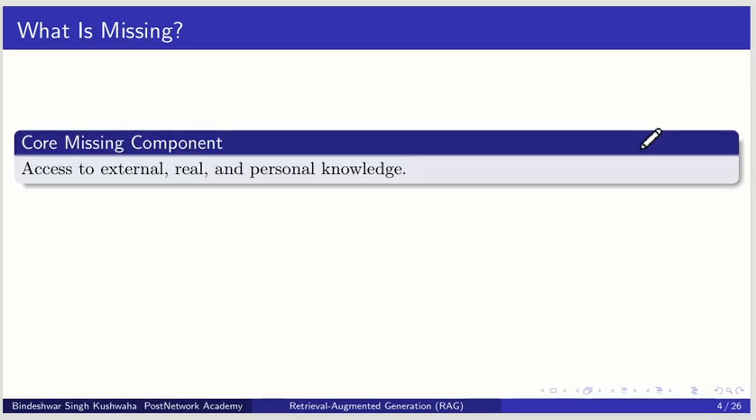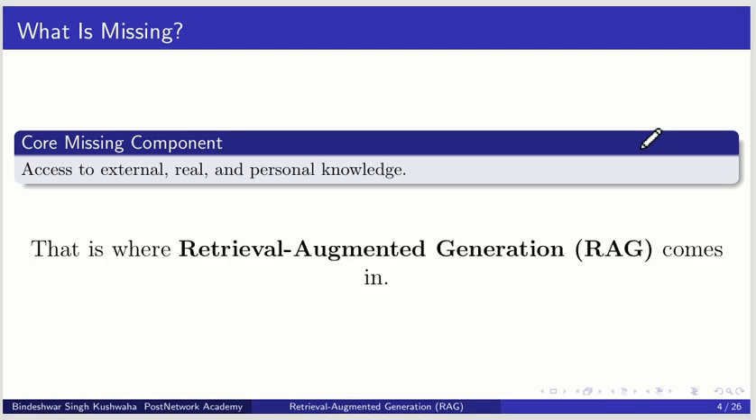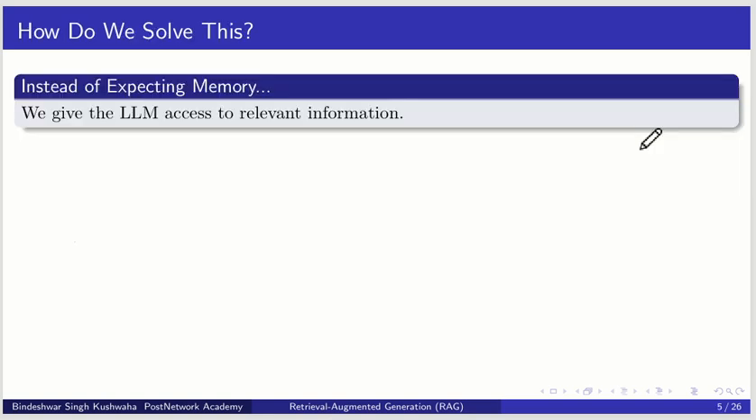So what is missing there? The core missing component is access to external, real and personal knowledge, and that is where the retrieval augmented generation system comes in. So instead of expecting memory, we give the LLM access to relevant information. So how will you give?